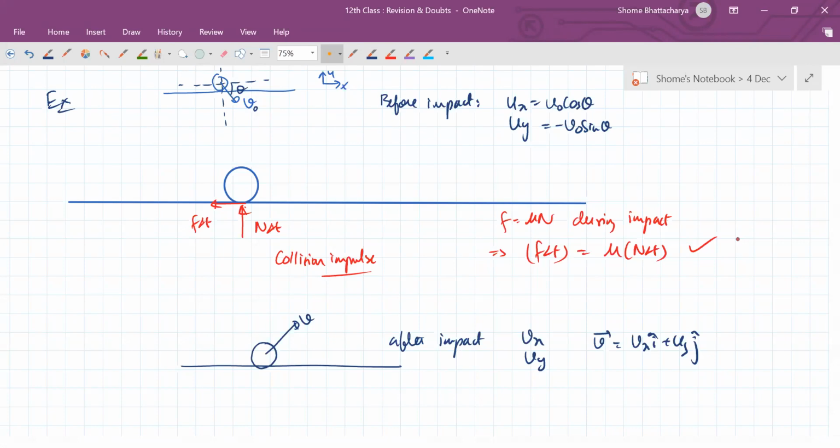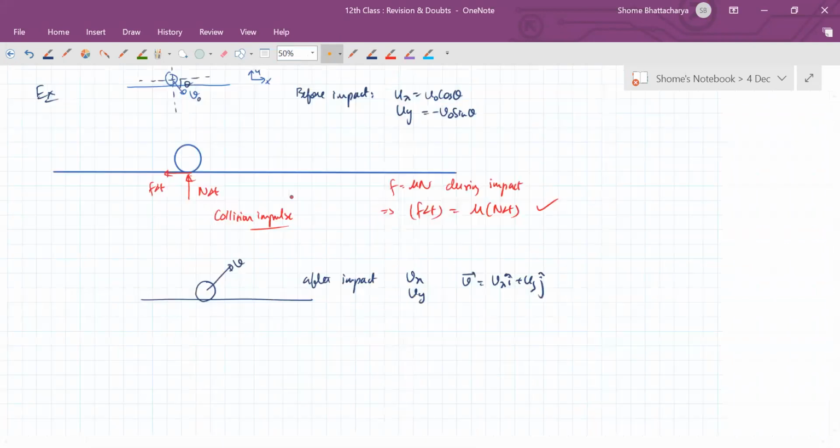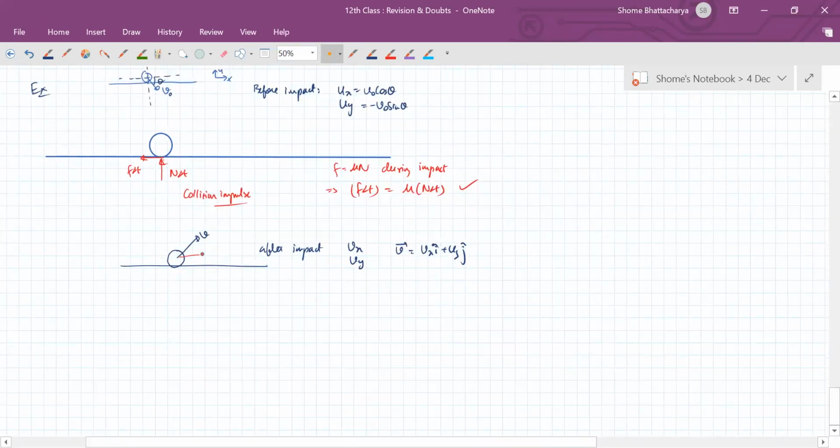Now, we want to find the condition on theta so that the range is maximum after impact. After impact, the range will be like this. If this component of velocity is vx and this component is vy after the impact, then the range will be equal to vx into 2 times vy by g.